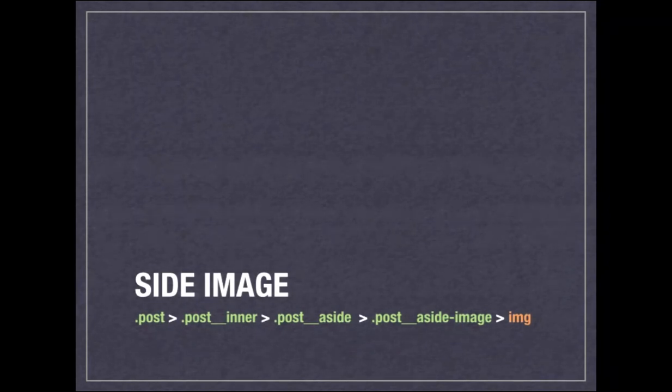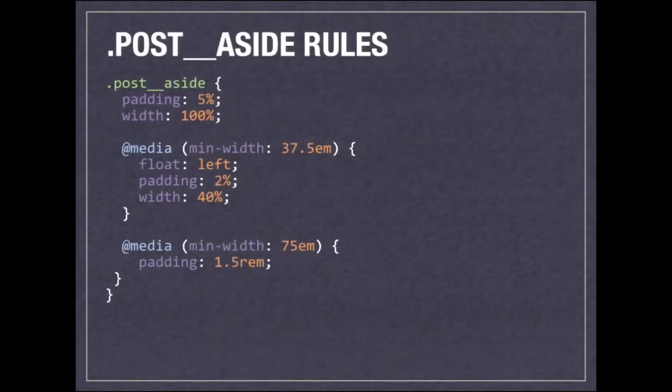Okay, so what about that side image, the sidebar image of the cat? Again, we have the post HTML element, then the post inner, and then post aside image and IMG. We already looked at post. There's nothing that's going to affect the CSS in post inner, and nothing in post aside image. So all we have to do here is understand the post aside, and then we'll understand how that layout works.